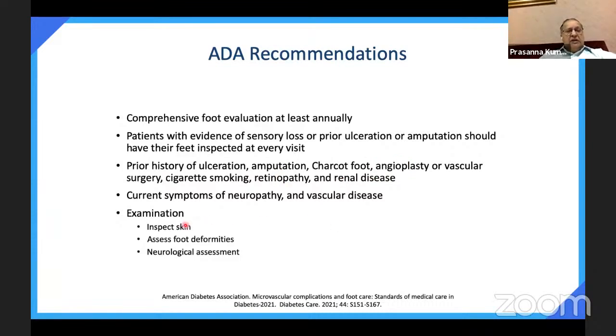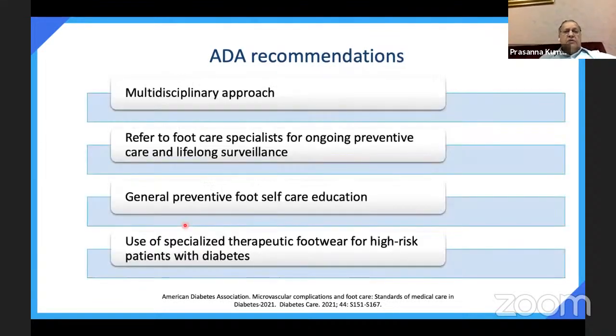Examine and inspect the skin carefully. If the hair is lost or the skin is black, that is an indication of decreased blood supply. Assess foot deformities, such as valgus and others, and Charcot joints. Do the neurological assessment by touch and vibration. So ADA recommends a multidisciplinary approach: refer to foot care specialists for ongoing preventive care and lifelong surveillance, and general preventive foot self-care education.